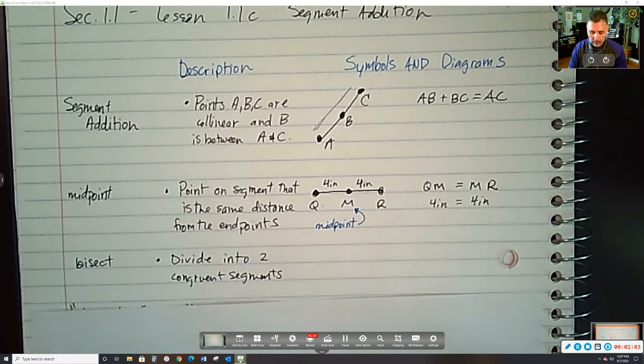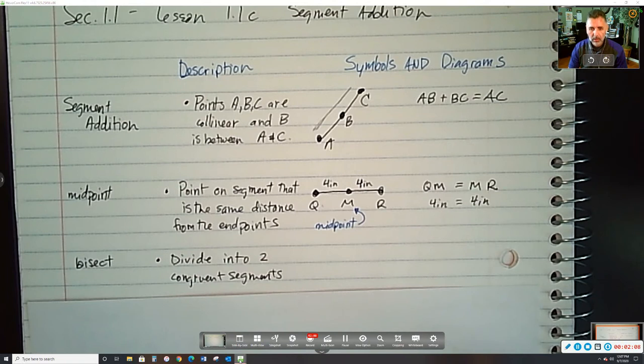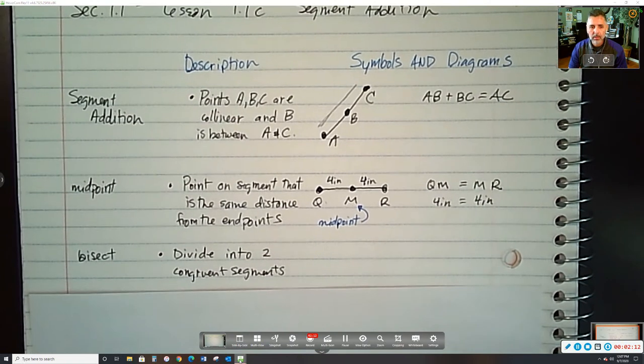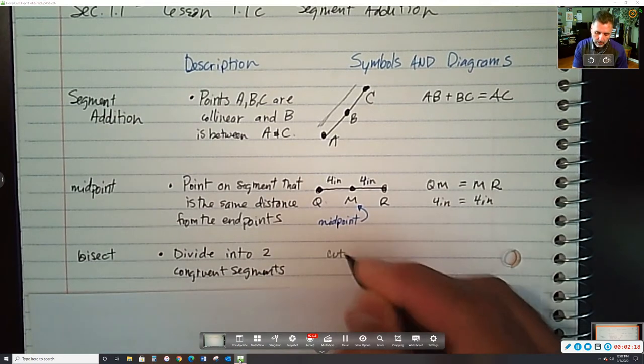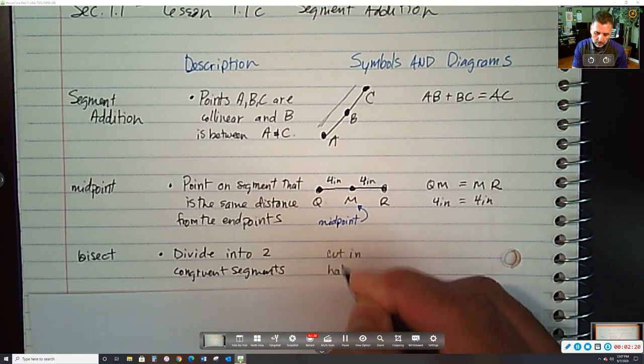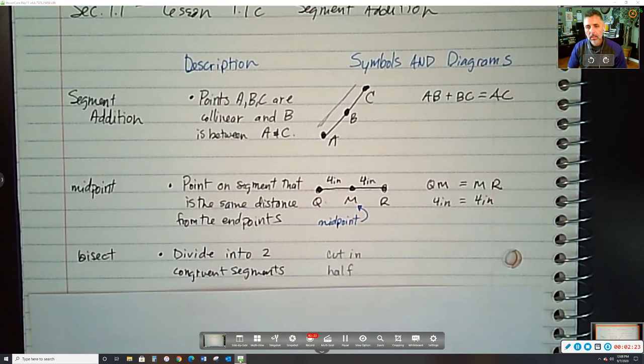And move on. Bisect means to divide into two congruent segments or two equal segments. Maybe something you're more familiar with: cut in half, right? If you cut something in half, you're cutting it into two equal parts. So that's what bisect means, okay? Divide into two congruent segments. Usually they'll say a segment is bisected. That means it's cut into two equal smaller segments, right?